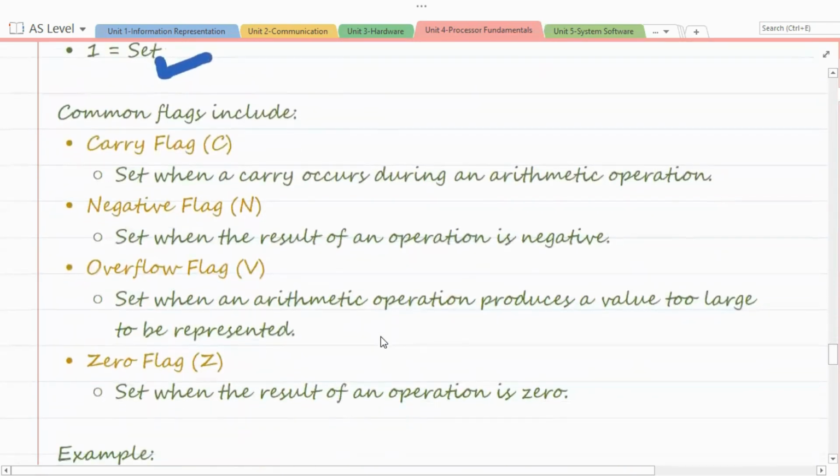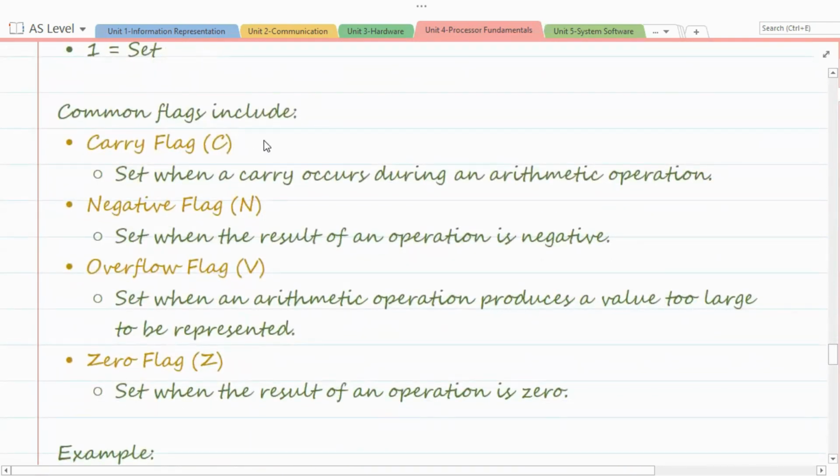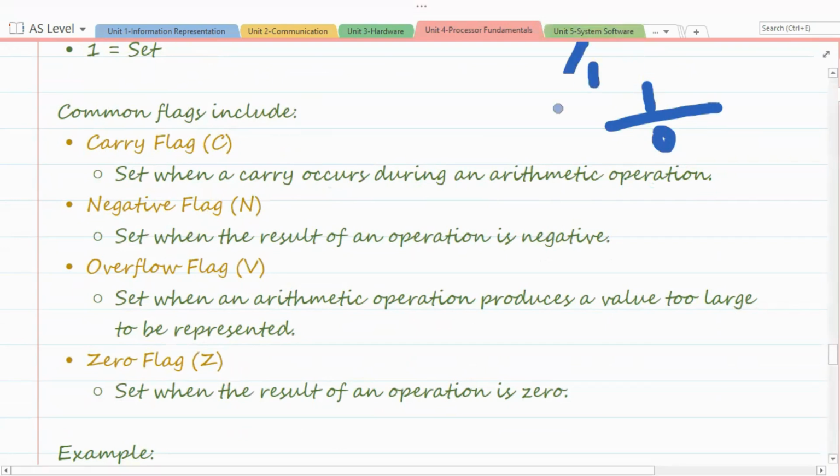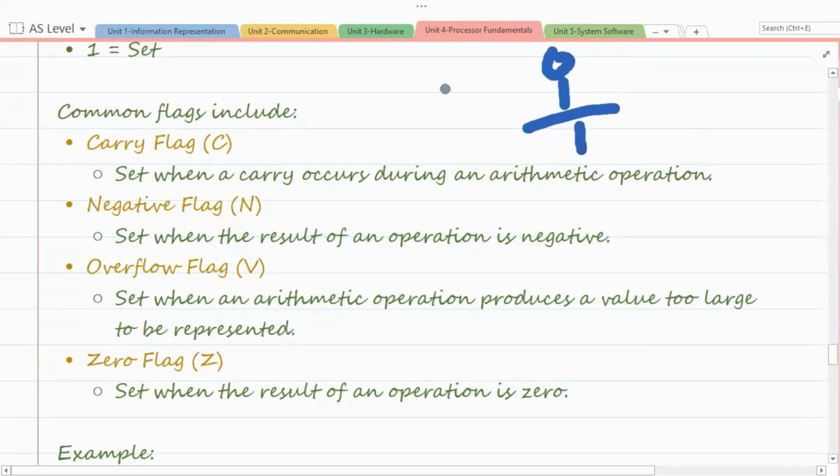Now, there are many flags, out of which the first one is carry flag. Carry flag is set when a carry occurs during an arithmetic operation. So, if you're adding 1 and 1, you get 0 and there is a carry bit 1, right? In that case, carry flag is set to 1. And if you're adding 0 and 1, let's say, and you get 1, there is no carry bit. So there is no carry forward. That means carry flag is 0.